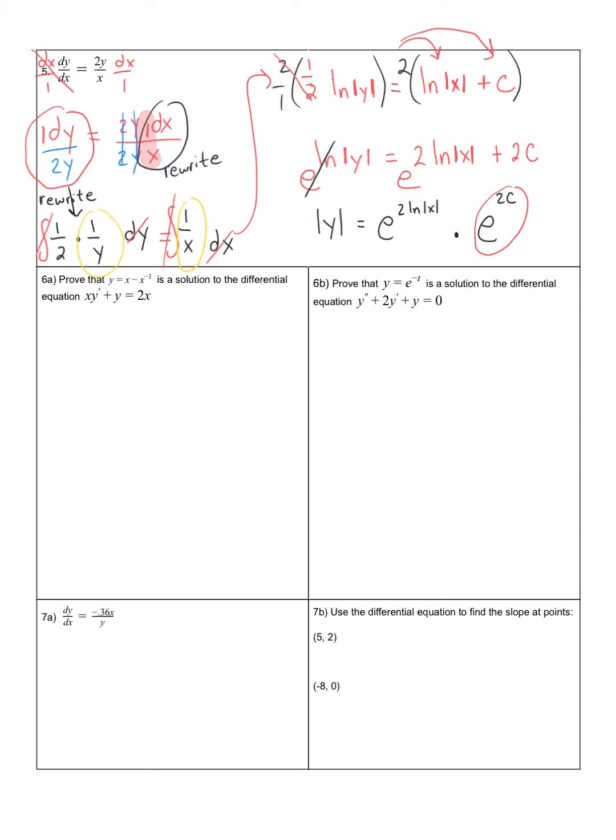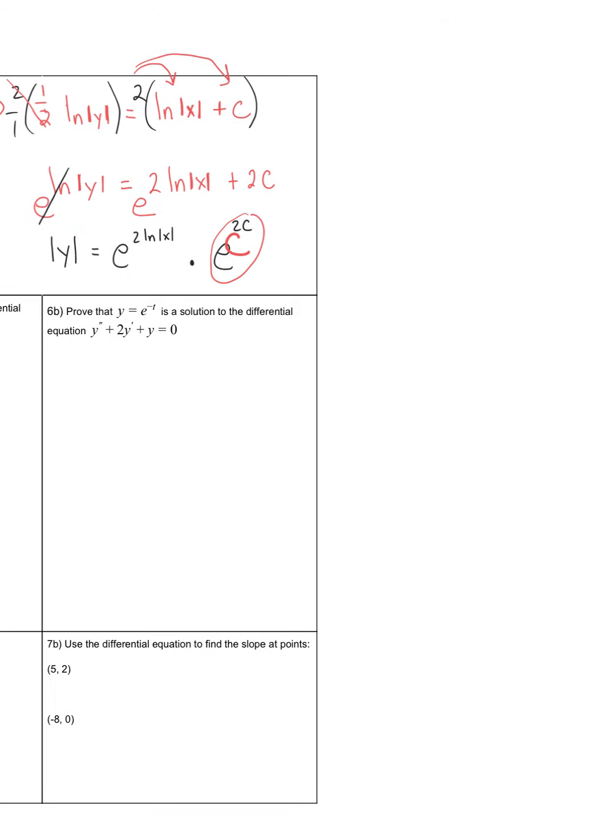We can call that our C. All right, so now we have the absolute value of y is equal to, and the absolute value of y is just y. So I'm going to go off to the side here so you can see it. So the absolute value of y is just y.